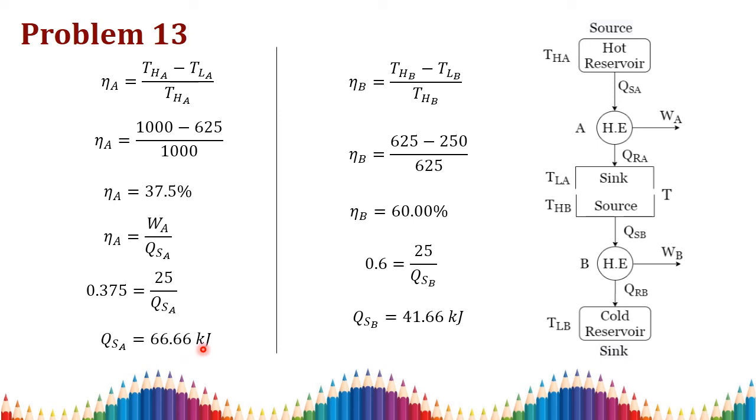Then the efficiency of heat engine B is THB minus TLB divided by THB, where THB is equal to T, the intermediate temperature we have found. Substitute those values to get the efficiency of B as 60%. Then efficiency of B is equal to work done B by QsB. The work done of B is again 25 kilojoule. Substitute those values and with efficiency 60%, you get QsB as 41.66 kilojoule.